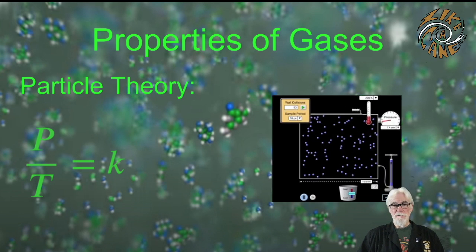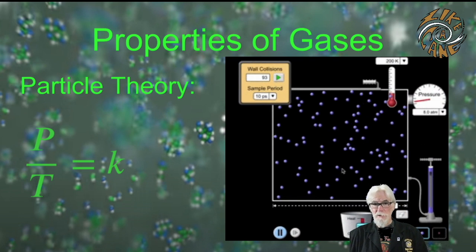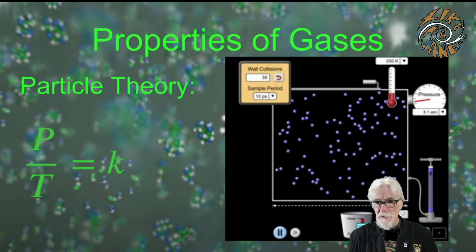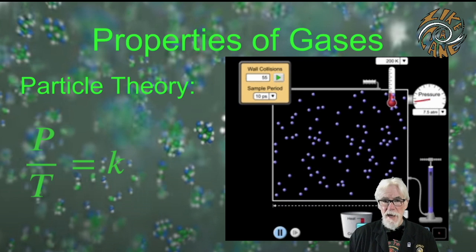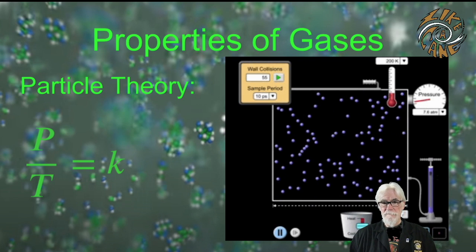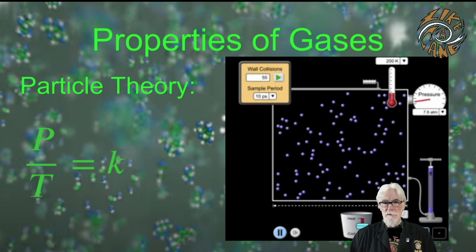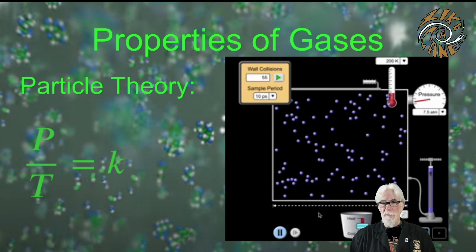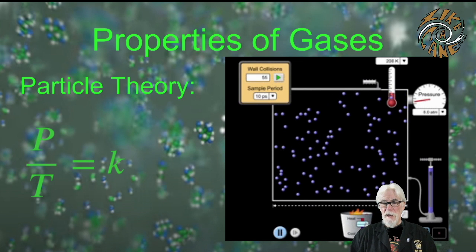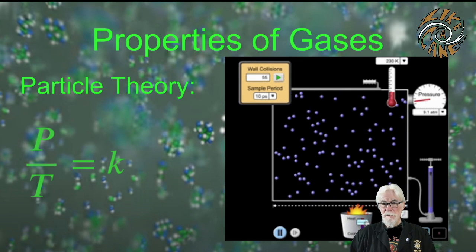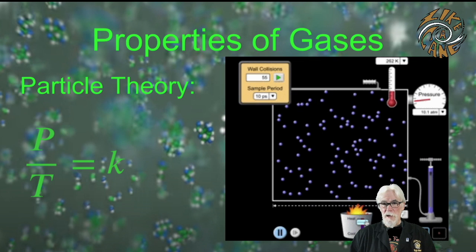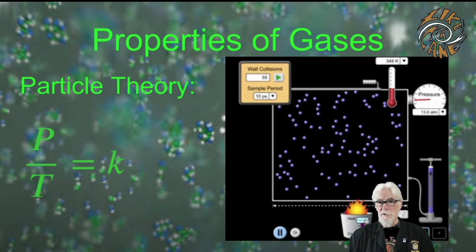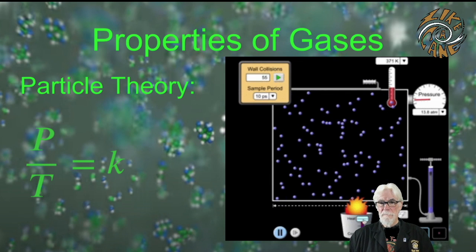Here's the particle explanation for this. If we have some particles in a container, we look at the wall collisions and the pressure. Pressure is around 7.5. Wall collisions are about 55. Yeah, somewhere between 55 and 60 probably. So now I'm going to add some energy through heating and increase the temperature. So I was at a 200 Kelvin temperature. I'm going to double it. I'm going to go up to 400 kelvins.